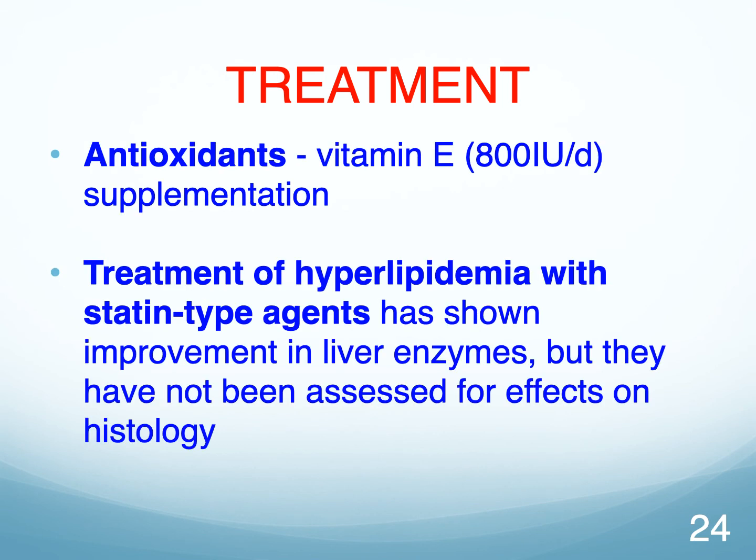So the TZDs, there are two available, pioglitazone and rosiglitazone. You may also use antioxidants, vitamin E. You have to give this 800 IU per day or 400 BID, twice a day. And treatment of dyslipidemia or hyperlipidemia with statin-type agents. They have been shown to improve liver enzymes, but you also have to monitor the enzymes because statins, as we all know, can increase liver enzymes, SGPT or the ALT.